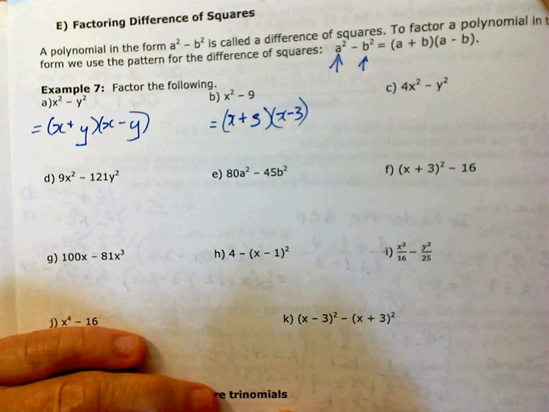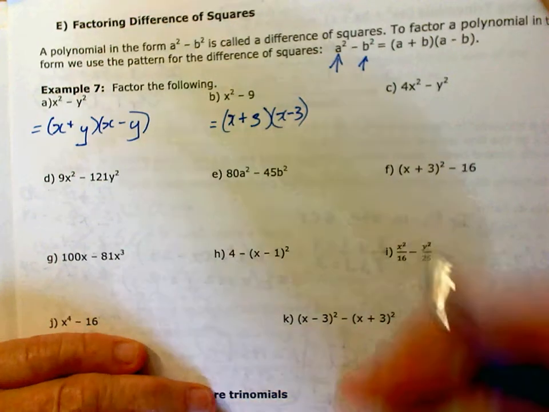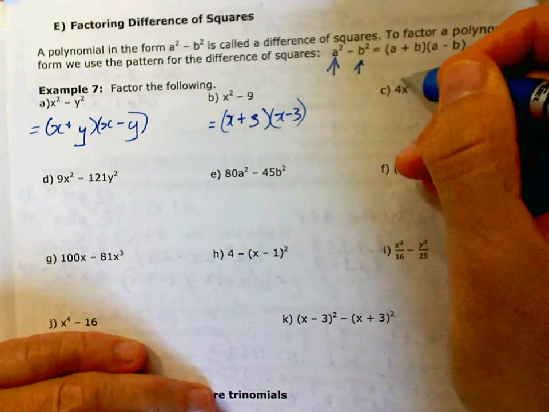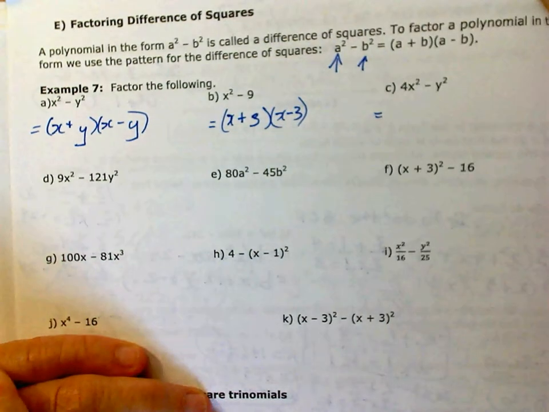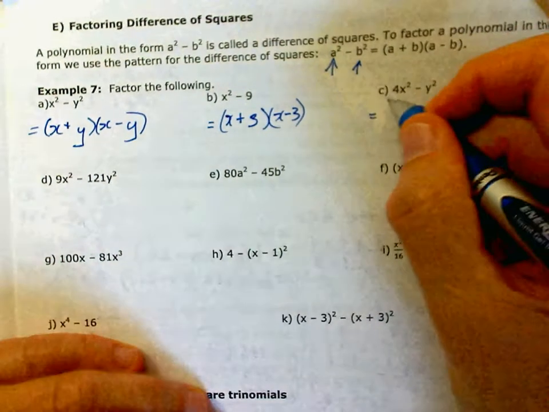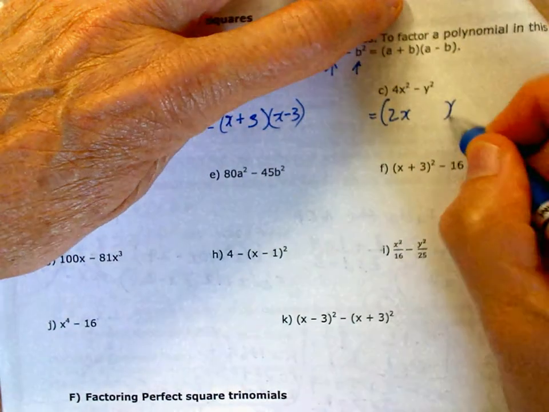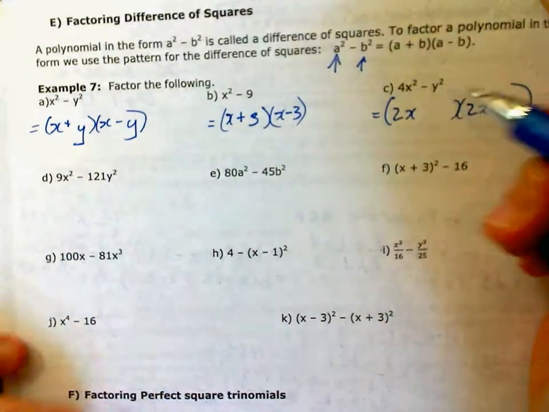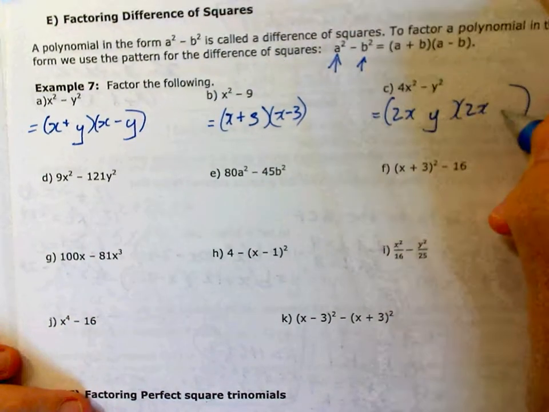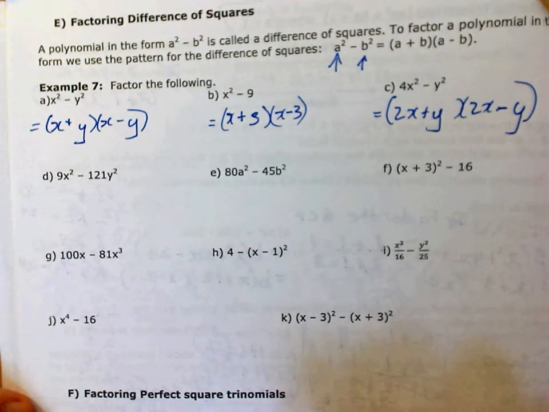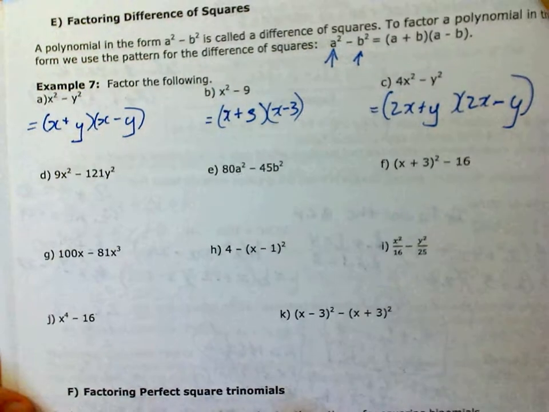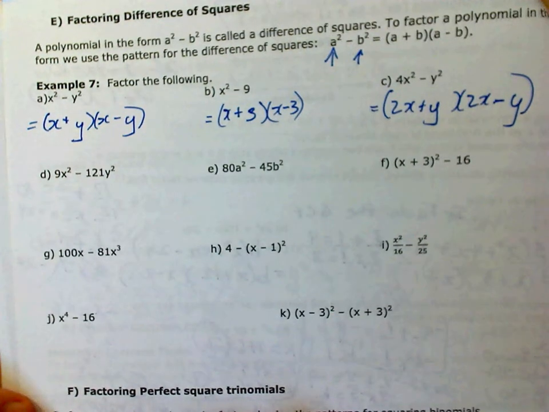So they get a little bit more complicated. Notice you can take the square root of 4, so the square root of 4x squared would be 2x, right? 2x, and then the square root of y squared. Well, that one's pretty good. One's a plus, one's a minus. Okay? If you can recognize this pattern, your life will be so much easier on the test.